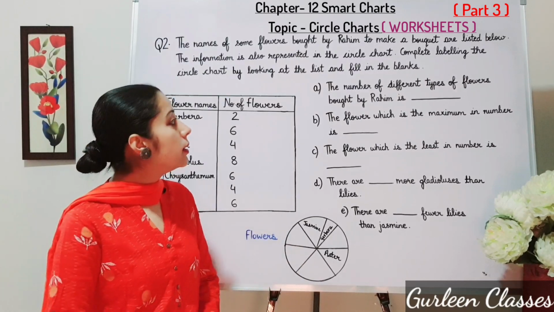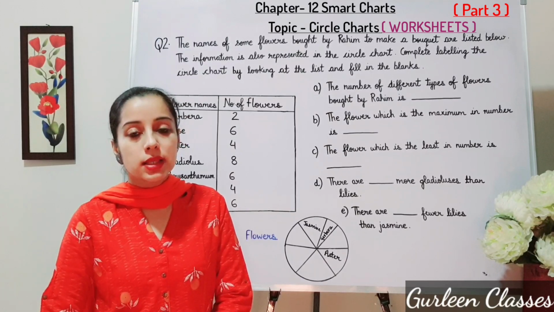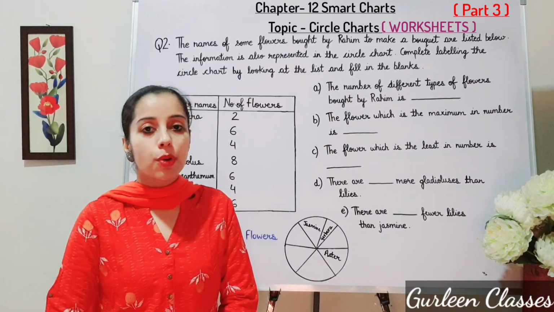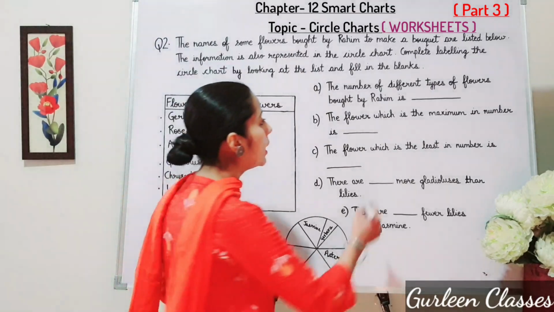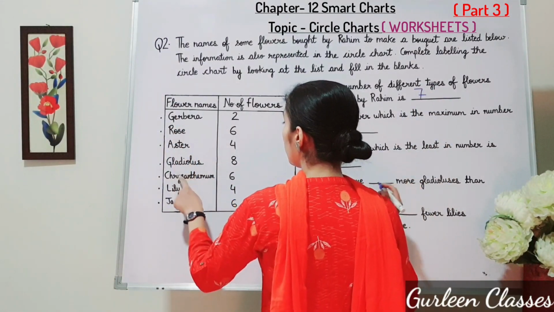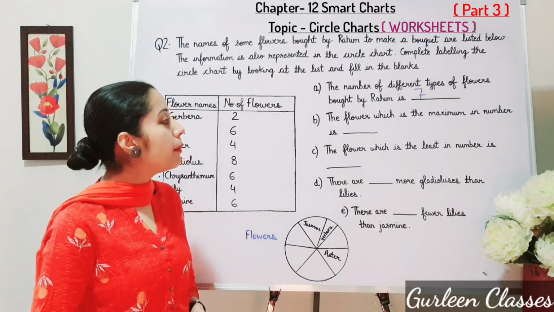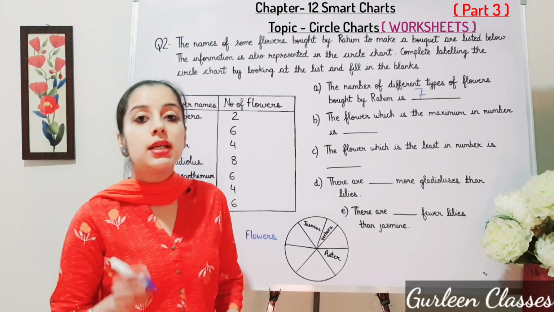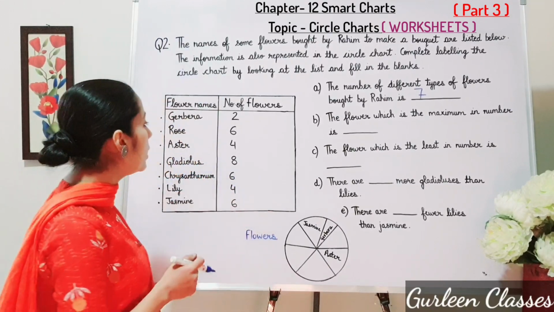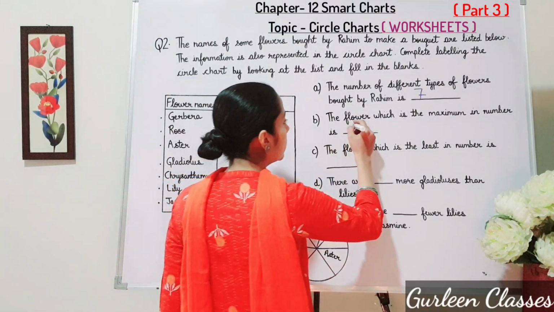A part, the number of different types of flowers bought by Rahim is, how many different types of flowers bought by Rahim? 7. It's right here, 7. 1, 2, 3, 4, 5, 6, 7. B part, the flower which is the maximum in number is, so which flower is maximum in number? So here you can see gladiolus, right here.